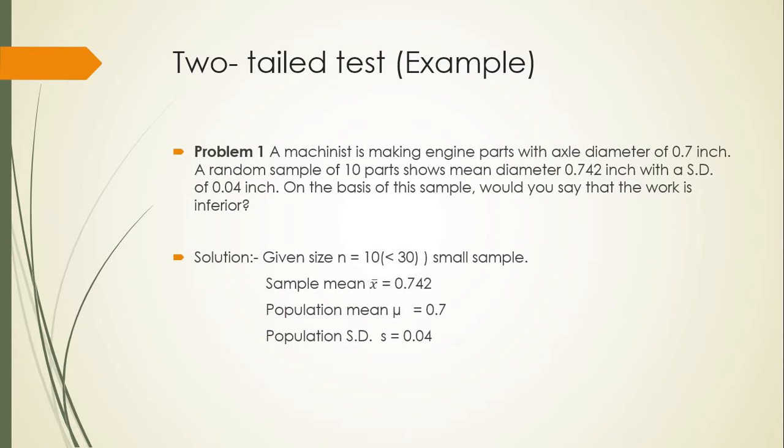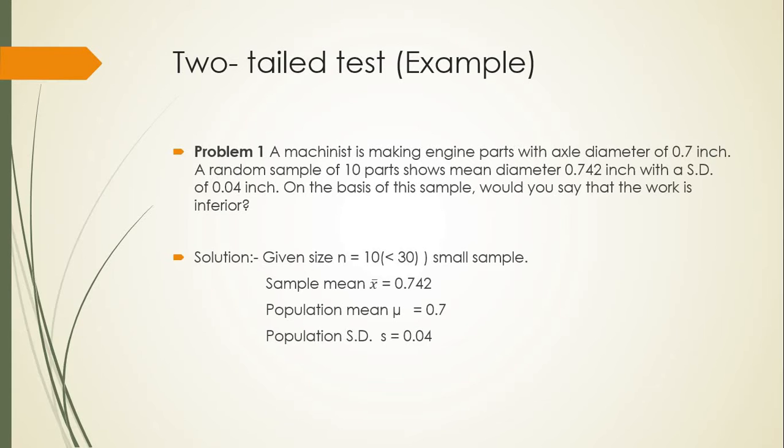So to understand two-tailed tests, let's understand it with an example. We'll get a better view of that. A machinist is making an engine part with an axle diameter of 0.7 inch. A random sample of 10 parts shows a mean diameter of 0.742 inch with a standard deviation of 0.04 inch. On the basis of this sample, would you say that the work is inferior? So the work is not inferior is taken as H0. We'll see this further.